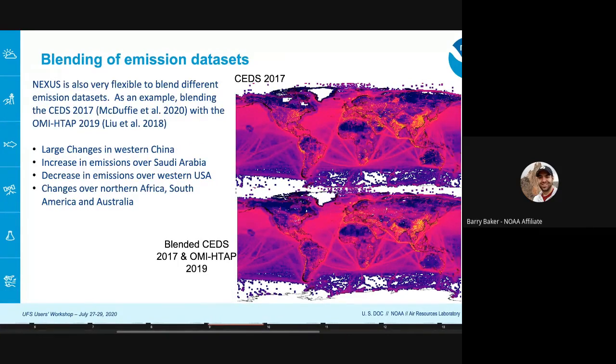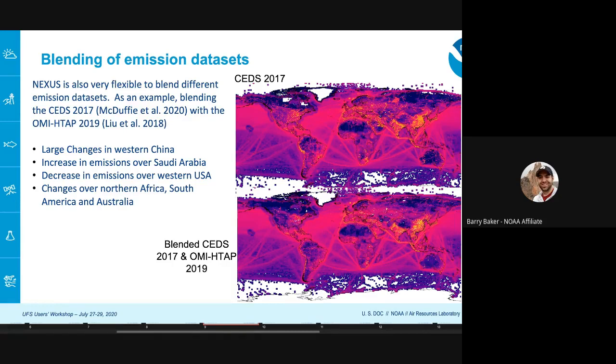The other thing that we want to be able to do is to blend emission data sets. In this case, what we're doing is blending the CEDS 2017 emissions from shipping with the OMI HTAP 2019 emissions over land.